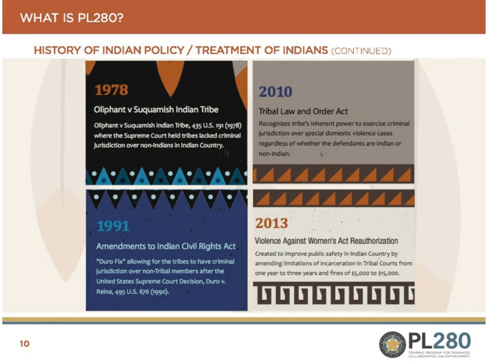In Oliphant v. Suquamish Indian Tribe, in 1978, the Supreme Court ruled that tribes lacked criminal jurisdiction over non-Indians in Indian country. In 1991, amendments to the Indian Civil Rights Act were made, which allowed for the tribes to have criminal jurisdiction over non-tribal members. In 2010, the Tribal Law and Order Act was passed. This act recognizes tribes' inherent power to exercise criminal jurisdiction over special domestic violence cases, regardless of whether the defendants are Indian or non-Indian. And in 2013, the Violence Against Women's Reauthorization Act was passed. It was created to improve public safety in Indian country by amending limitations of incarceration in tribal courts from 1 year to 3 years and fines of $5,000 to $15,000.